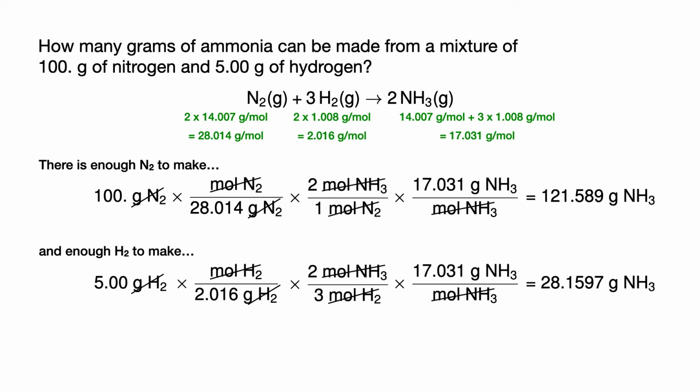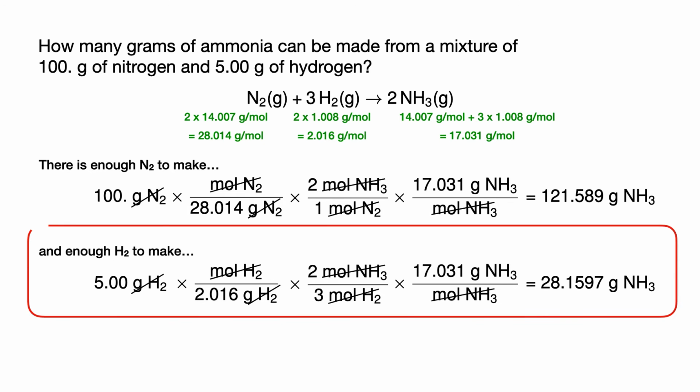So that tells us that when both of these are reacting together, we're going to run out of hydrogen first, because we're going to run out of hydrogen when we get to the 28.1597 grams of ammonia. And then once we're out of hydrogen, the reaction is going to have to stop. So that tells us that the amount of product that we could get is, in this case, limited by the amount of hydrogen that we're starting with. And so we can say that hydrogen is the limiting reactant in this case.